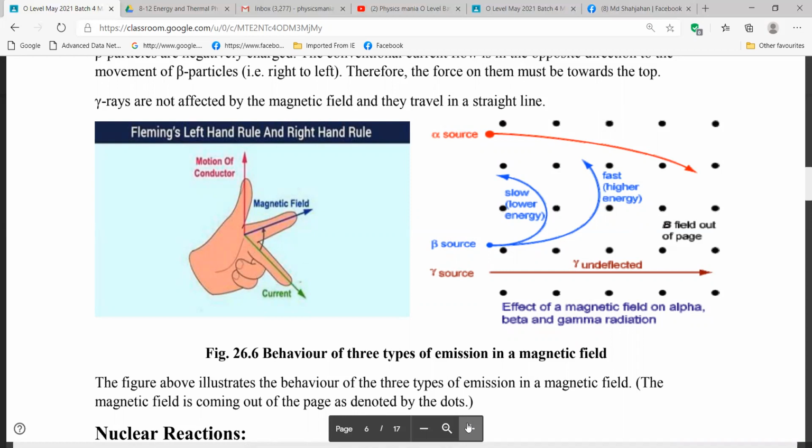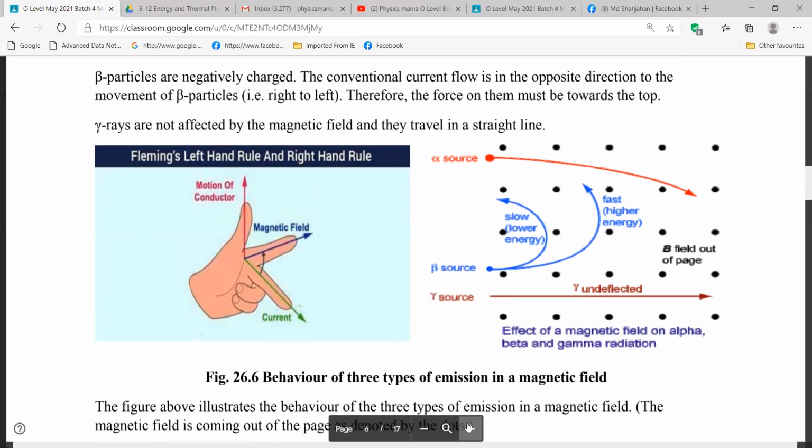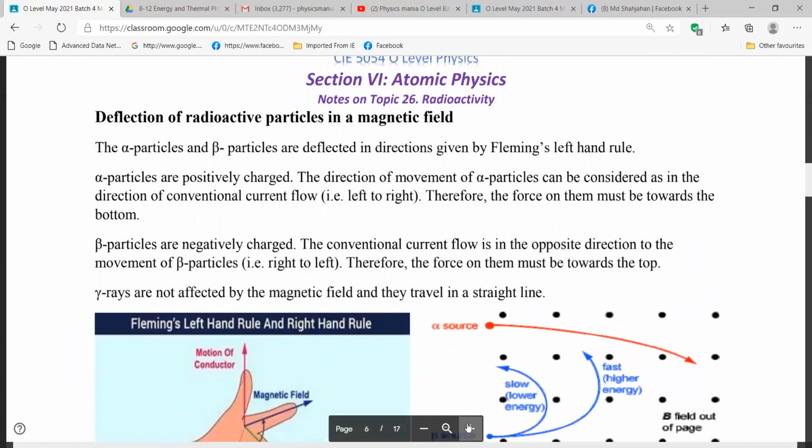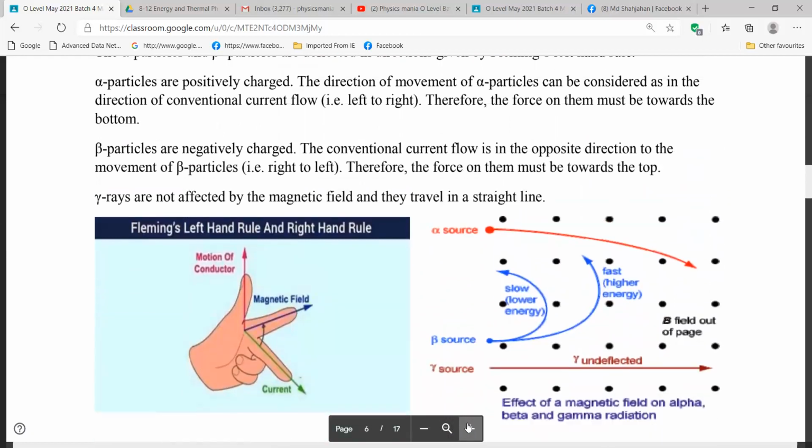Fleming's left hand rule. Are you on the page for Fleming's left hand rule? Yes, sir. So write the heading.